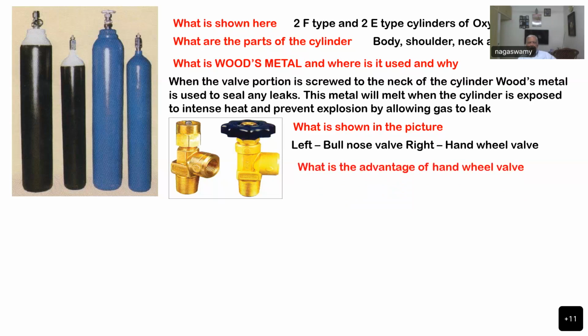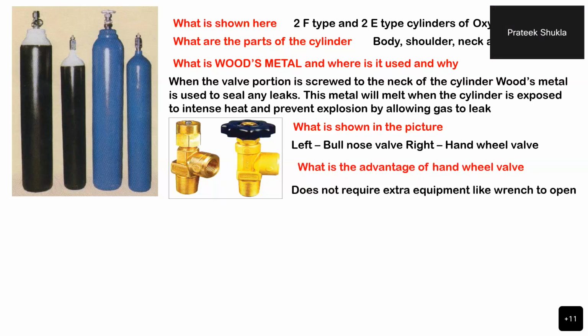So what is the advantage of this hand wheel valve? This is the hand wheel valve which you can just simply rotate and open the gas. What is the advantage? No need for an oxygen key. Oxygen key is required to open the bull nose valve. It does not require extra equipment like a wrench or the key to open that. Whereas for this you require a specific type of wrench or key which you have to put in and then rotate. Okay, all of you would have seen that being attached to the cylinders in the theater.